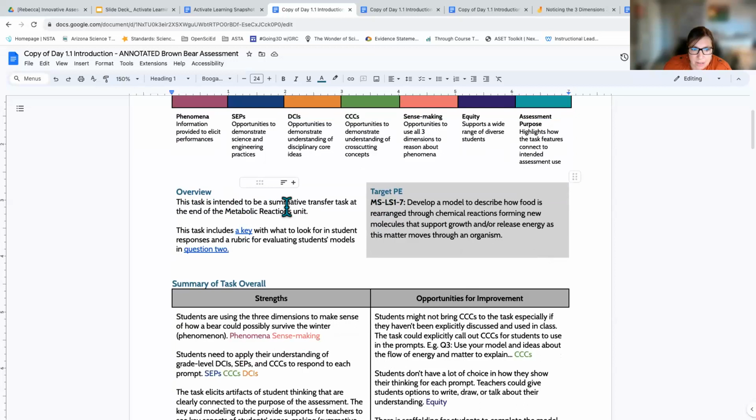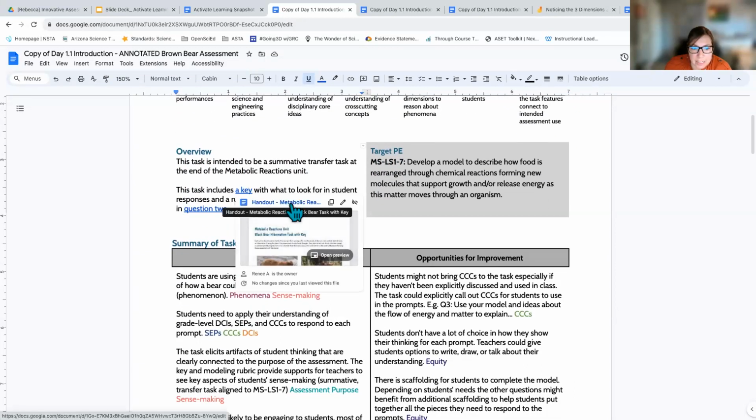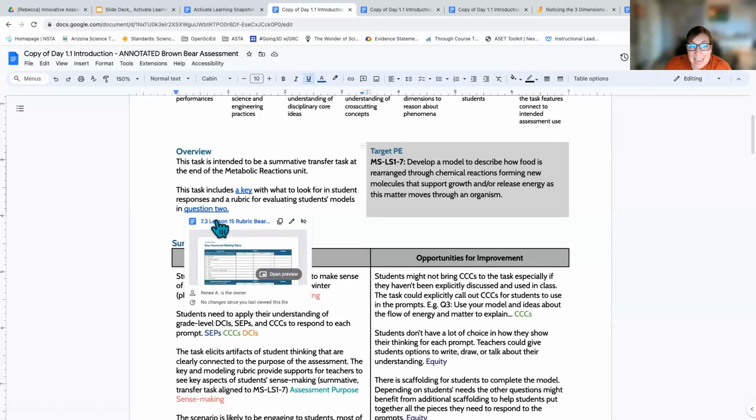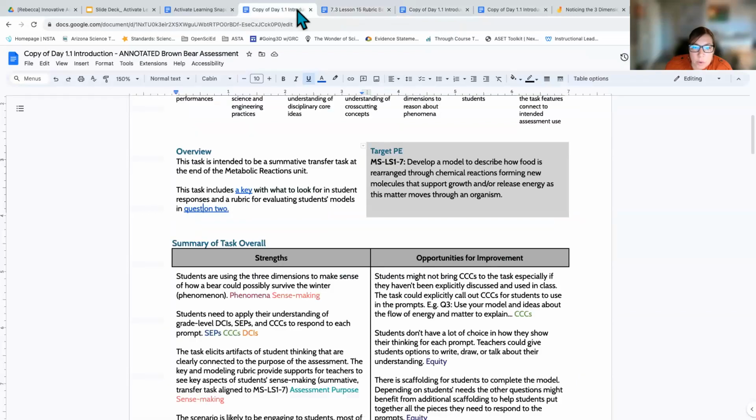Then as we come down, there is an overview. Here's the key, which is what you guys just looked at, but there is a rubric for the model portion, right? Because models have to have components and interactions, and it kind of has a leveled response of, is it missing, developing, or mastered? So take a look at that if you want to.